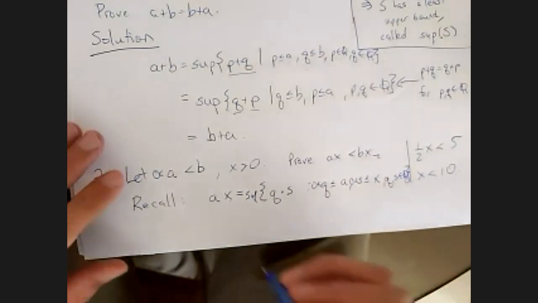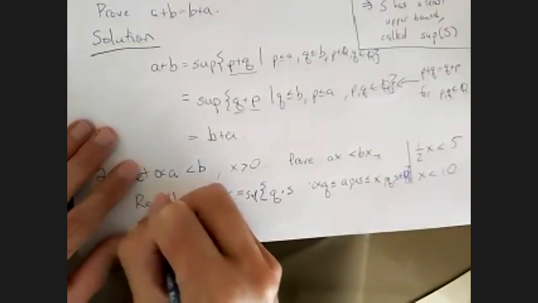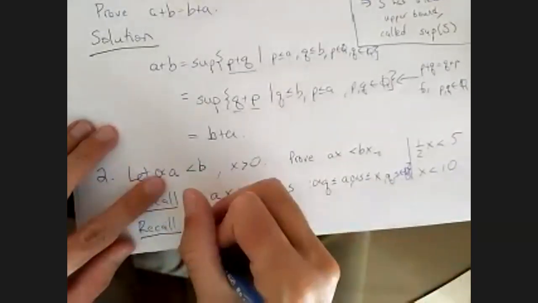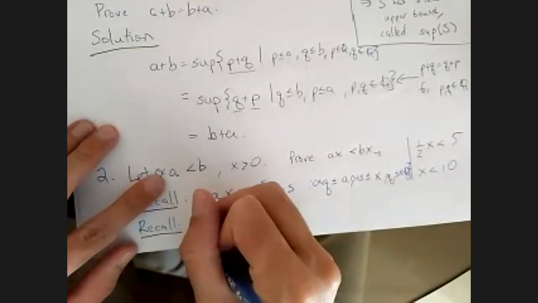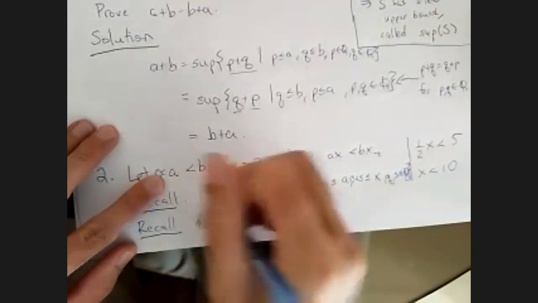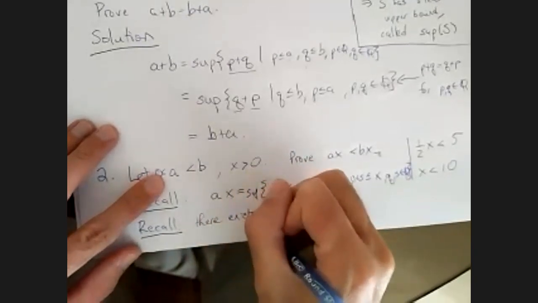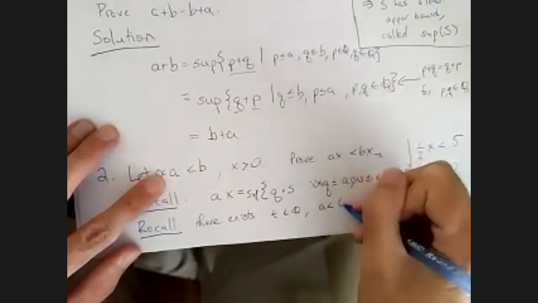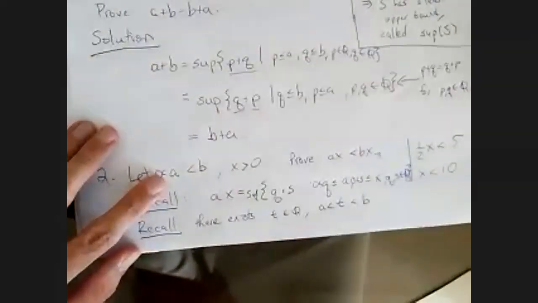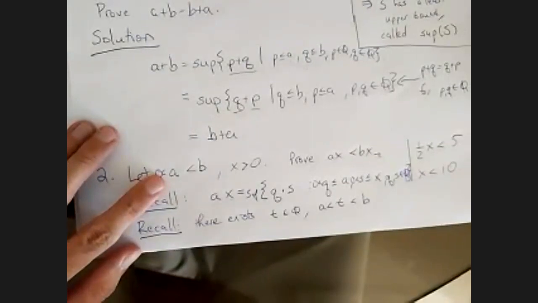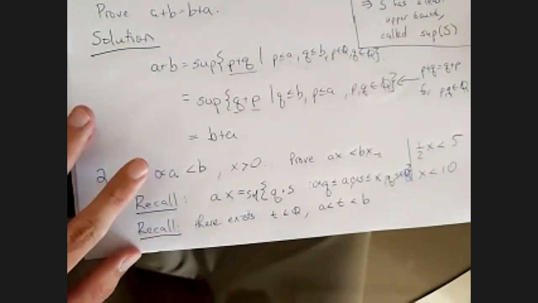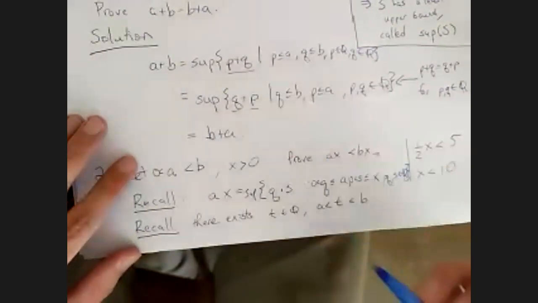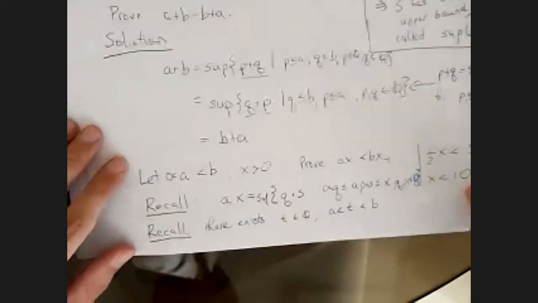And what else do we have to use? I'll write down another fact we need. Recall, this is something we proved in class: since A is less than B, there exists a rational number T with T in between A and B. And we have to show that AX is less than BX.